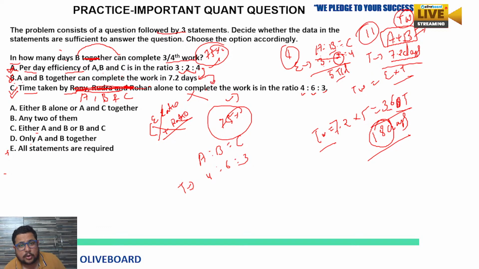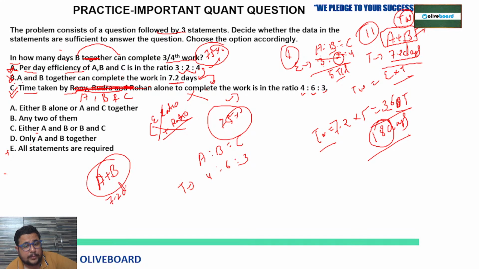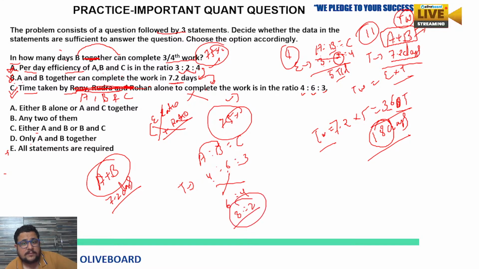Now the second and third combination, statements B and C, just merge them. In statement B some data about time is given: yes, 7.2 days. A and B together take 7.2 days. Now can we get the efficiency of A and B from the third statement? Yes, because A and B's time ratio is 4:6. So their efficiency ratio is going to be, just suppose it's 6:4, which will be 3:2. Clear?